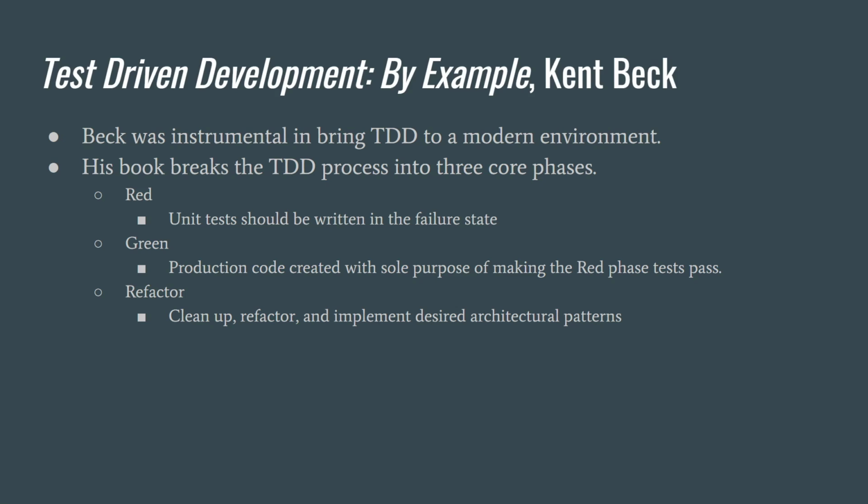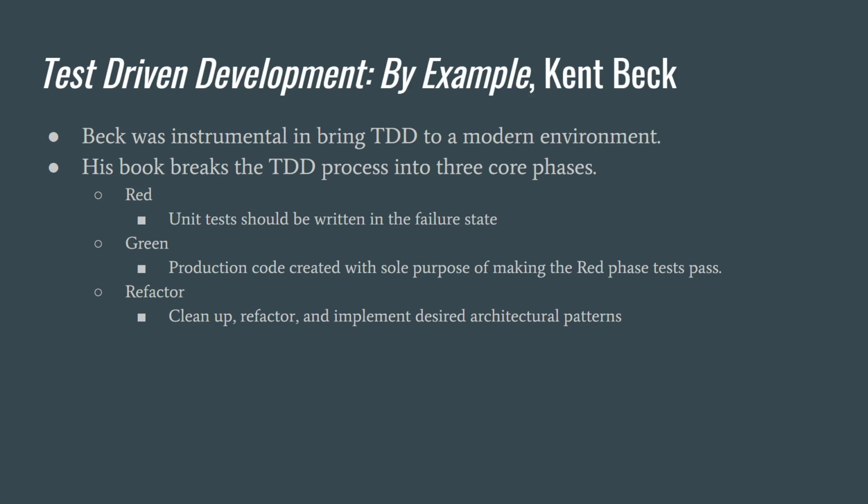Kent Beck's book, Test-Driven Development by Example, is considered one of the foremost references regarding test-driven development. His book breaks the development process into three core phases. The first is the red phase. In this phase of development, the developers write unit tests for the upcoming section of work. These tests should be written into a fail state, hence the name of the phase is red phase. If the test passes at this stage, then it should be rewritten until all tests are failing.